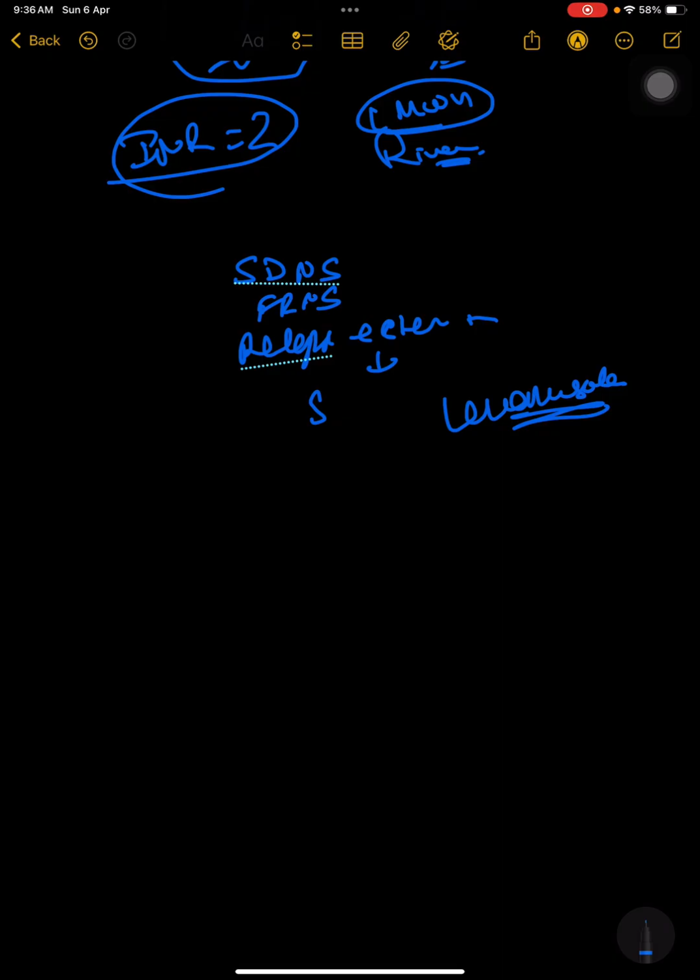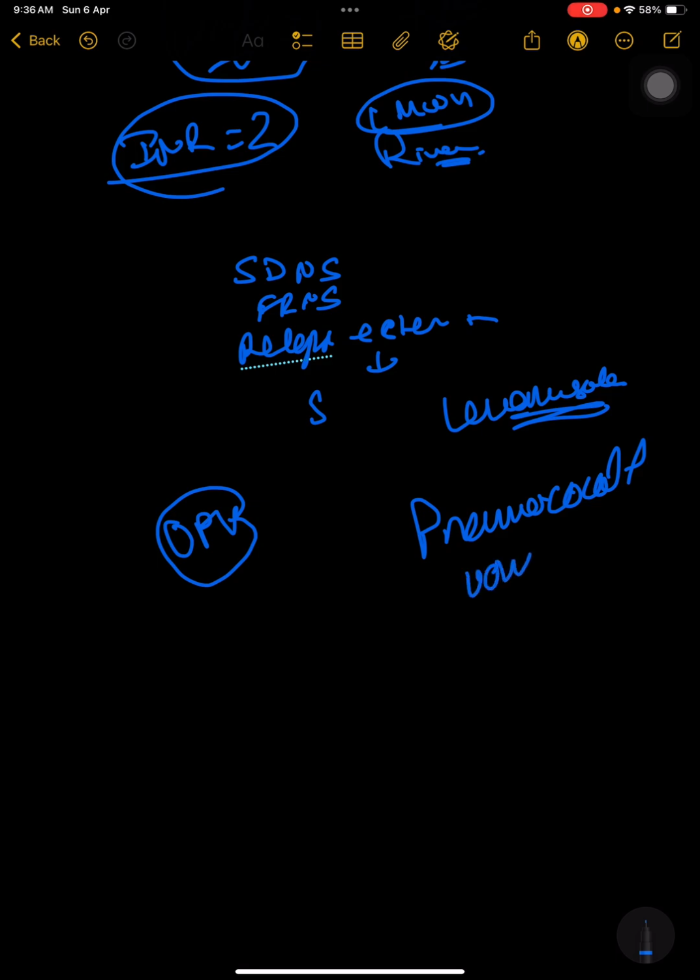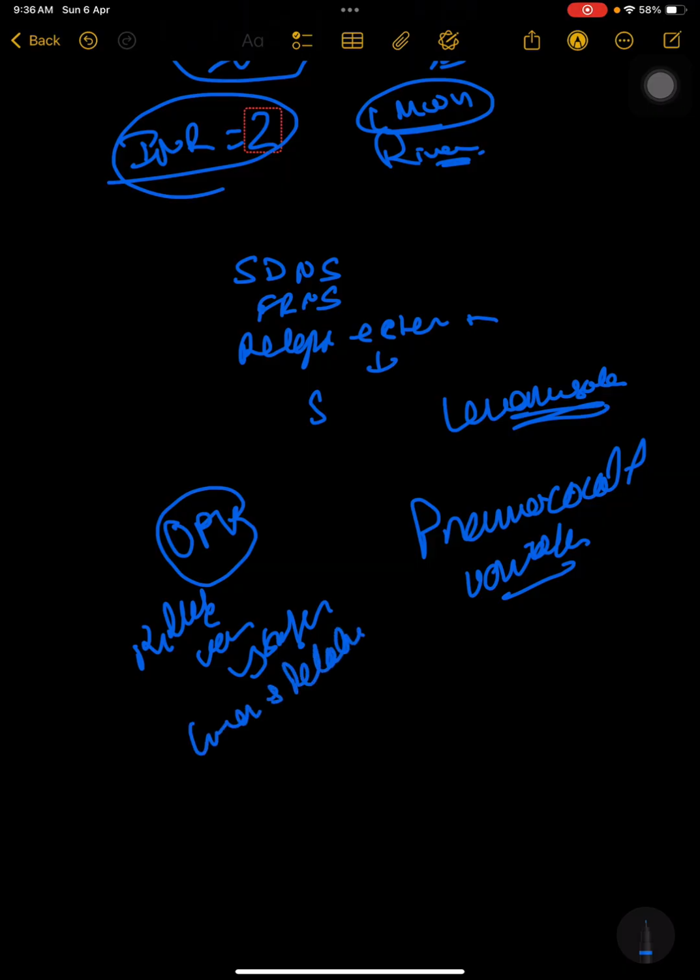And regarding vaccination in nephrotic syndrome, the killed vaccine is safe, but live vaccine is relatively contraindicated. So OPV is not even given to siblings. Okay, but pneumococcal and varicella must be given. So killed vaccine is safe. The live vaccine is relatively contraindicated. OPV, don't even give it to siblings.